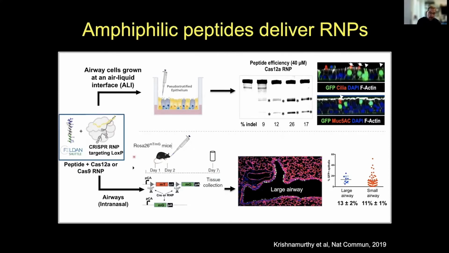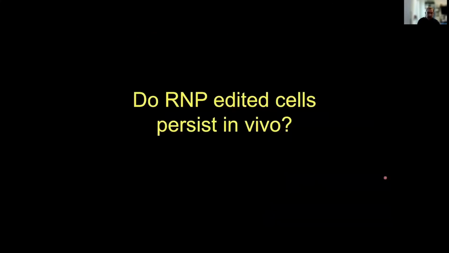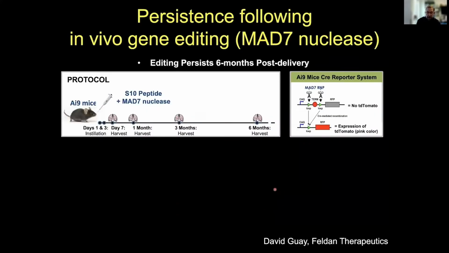In vivo, we used the ROSA 26 MTMG mice, combining the peptide with either Cas12a or Cas9 RNPs. And if editing occurs, the cells will be converted from a red color to a green color, and as shown here, we saw diffuse editing along the airways with 12 to 15% editing in the large and small airways of these animals.